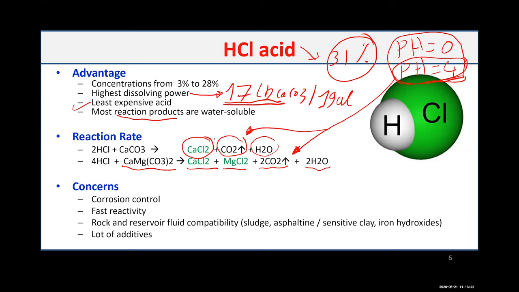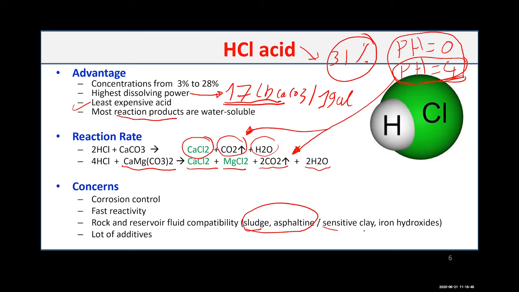Another concern is the compatibility with the rock and the reservoir fluid. Mainly, let's start with the reservoir fluid. If you have asphaltene, it precipitates when you have HCl. So you need some other additives to be sure the asphaltene will not precipitate.